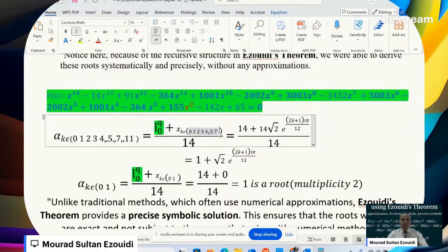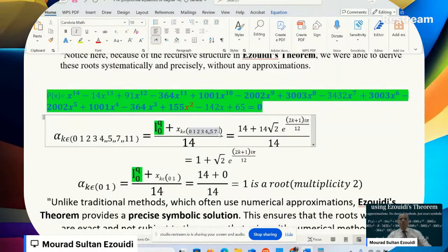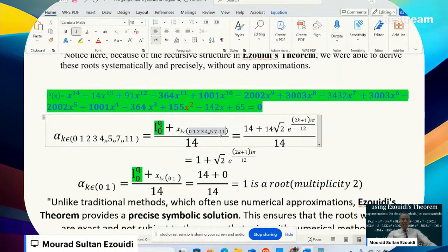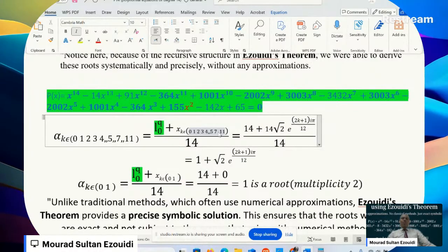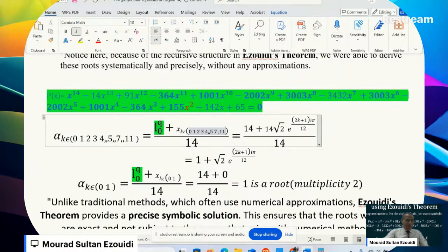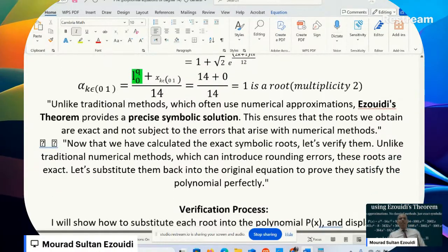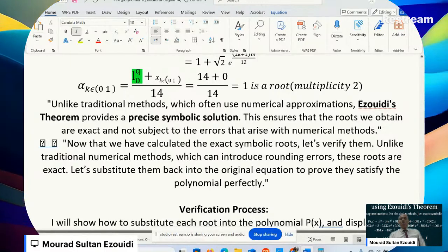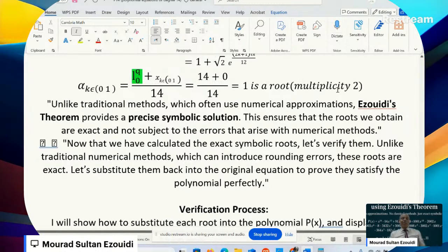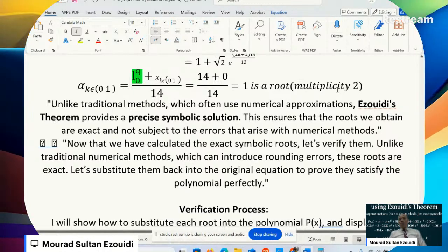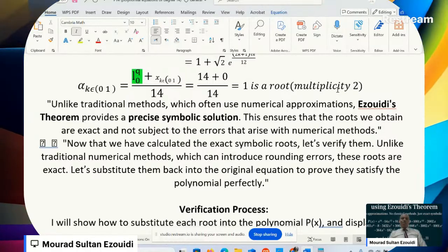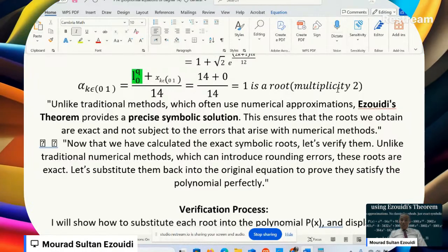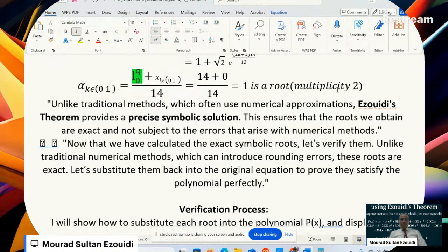This is Professor Mourad Sultan Ezouidi explaining to you how we tackle empirical equations and solve them. Professors, you can see that this alpha k means alpha 0 and alpha 1 equal 1 is the root multiplicity. Unlike the conditional method, which often uses numerical approximation, Ezouidi's theorem provides a precise, simple solution. This ensures that the roots we obtain here are exact and not subject to the errors that arise with numerical methods.